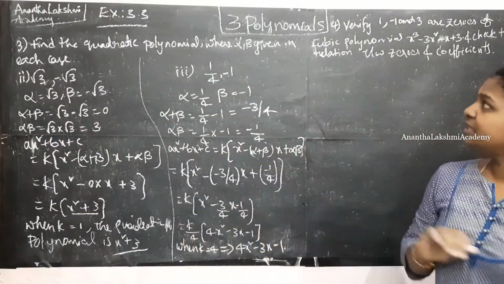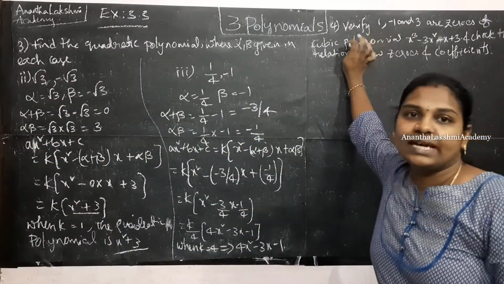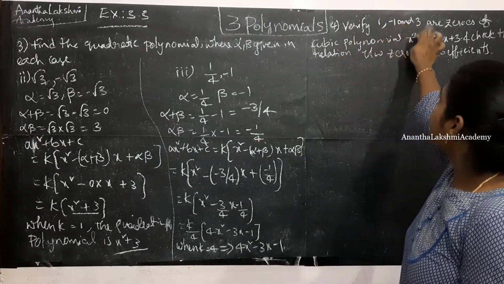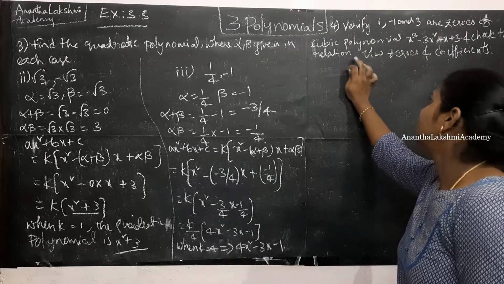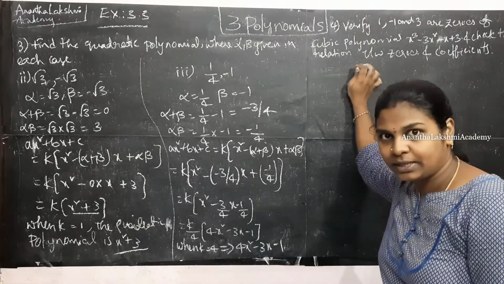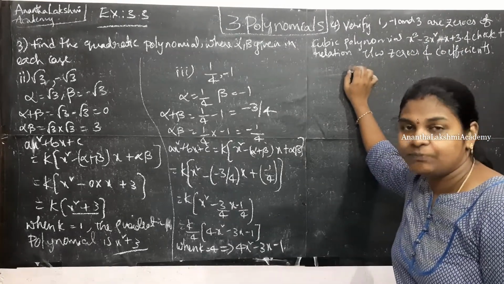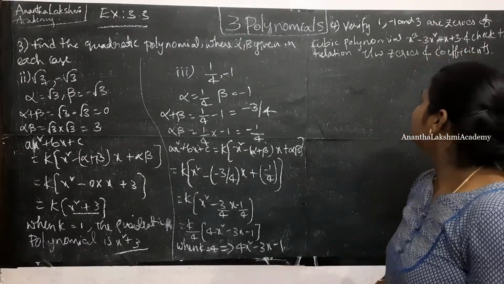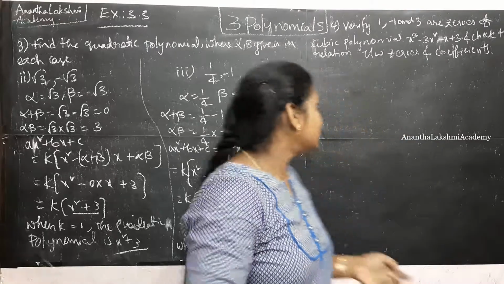Alright, let's jump into the last problem of the exercise, wherein they are asking us to verify that 1, minus 1 and 3 are zeros of a cubic polynomial. They have given a cubic polynomial. What is a cubic polynomial? Which has a degree of 3. And check the relation between zeros and coefficients. Alright, so let's get started.